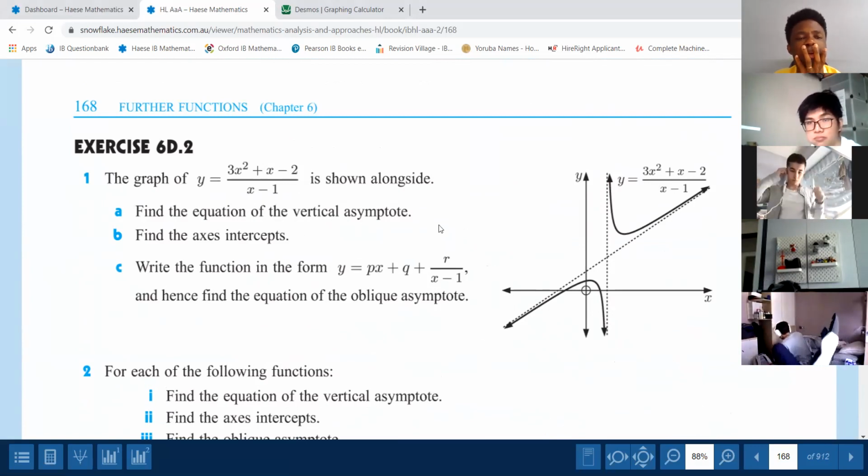All right. So everyone, in the space provided in the worksheet, do this question 1.